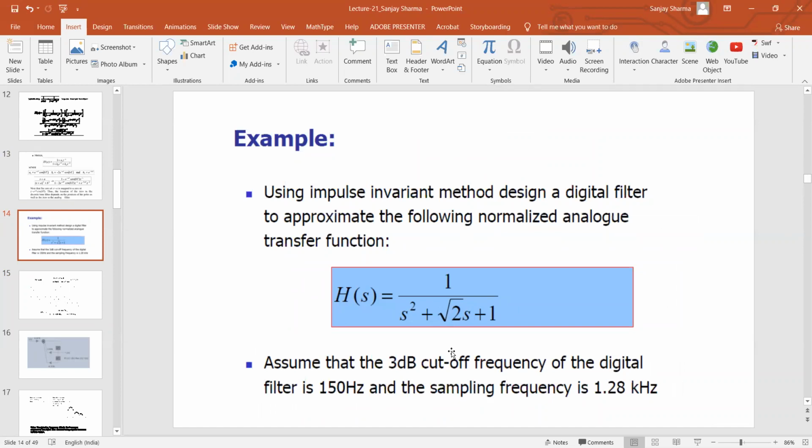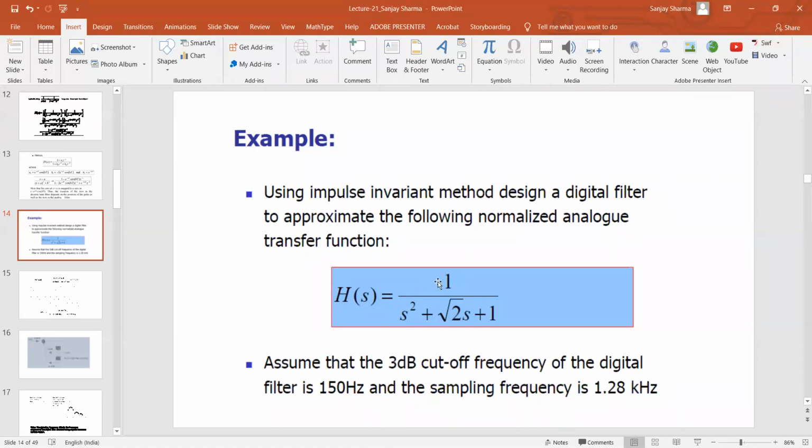Now let me explain the problem. What is this example? In this example, you are given H(s), and we know from our background that this is a Butterworth low pass filter prototype. This is a normalized Butterworth filter. We need to denormalize it. How will you denormalize it? Once you apply the impulse invariant method, you have to denormalize it. How to denormalize it? Replace every s with s by capital omega c.